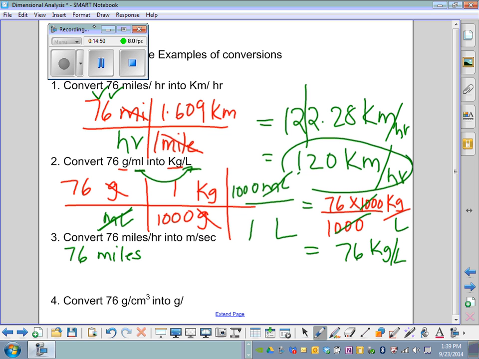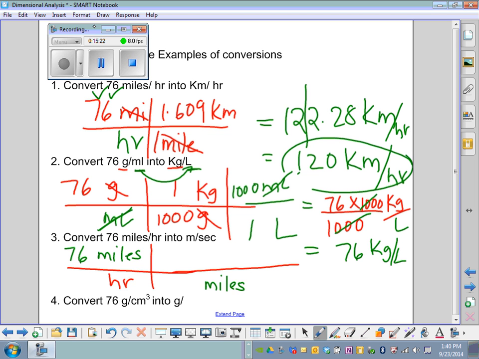All right? So we have 76 miles per hour. So miles is in the top. Hour is in the bottom. And what do we have to convert it into? Meters per second. Alright? So what conversion factor do we have on the sheet? Do we have 1 mile equals 1.609 kilometers? Everybody with me? On the sheet, do we have the conversion factor?